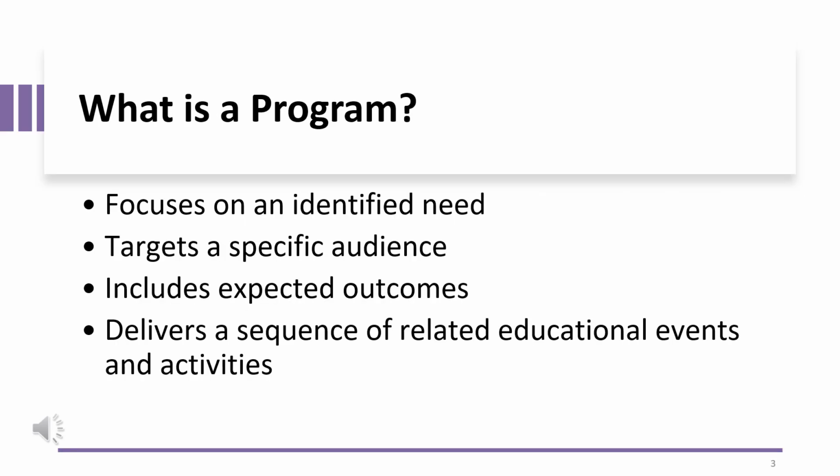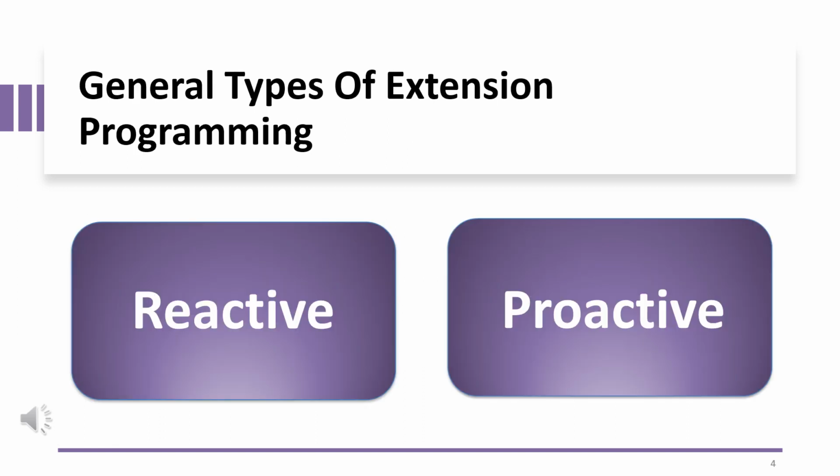So, what is a program? An extension program focuses on an identified need within a target population. The program involves the delivery of a sequence of related educational events and activities, with the goal of reaching the expected outcomes. There are two general types of programming, reactive and proactive.